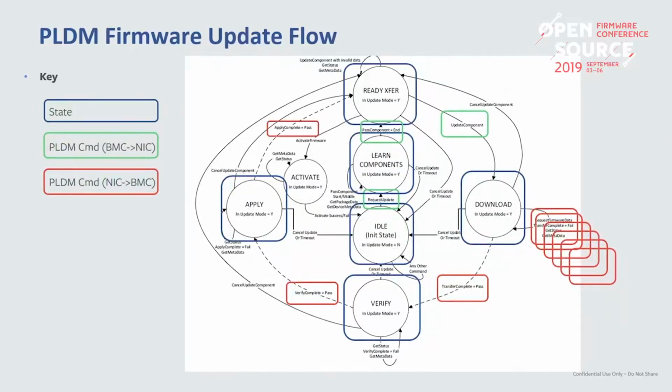So okay, we go to the next state, apply complete. Then we go back to the ready transfer state. The reason we go to ready transfer and not go to activation just yet is because the PLDM package can contain multiple components. So this is actually a big loop where we can upgrade, let's say, multiple components continuously.